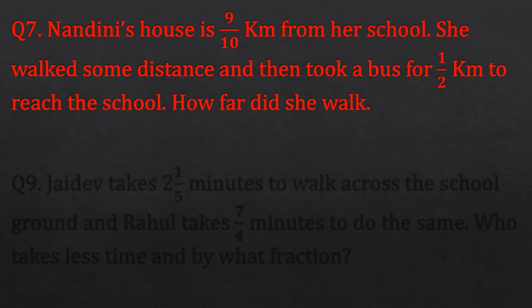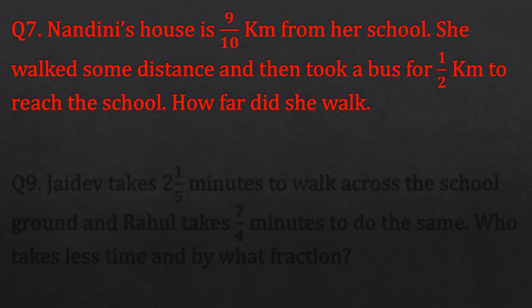Okay, total is given, and out of that total she has covered some part by bus and the remaining by walking. So when we have to find out the remaining, we will subtract. See the statement. Total distance from Nandini's house to school is 9/10 kilometer. Distance covered by bus is 1/2 kilometer. Distance covered by walking is 9/10 kilometer minus 1/2 kilometer.